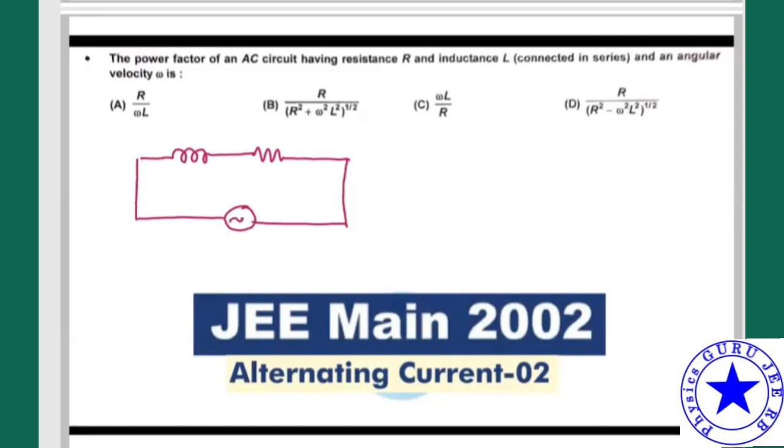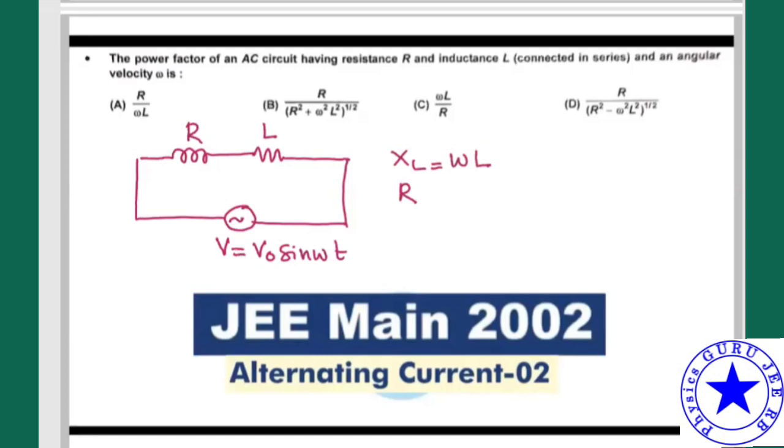So here the AC voltage is V equal to V naught sine omega t. Now here it is R, and this is L. Hope it is clear. Now XL can be written as omega into L. Next, R means R itself; this resistance is R.